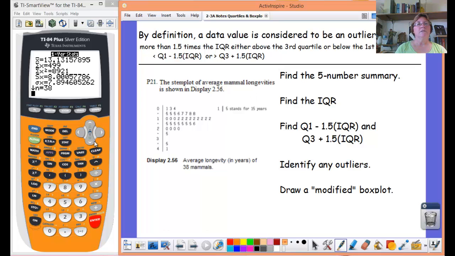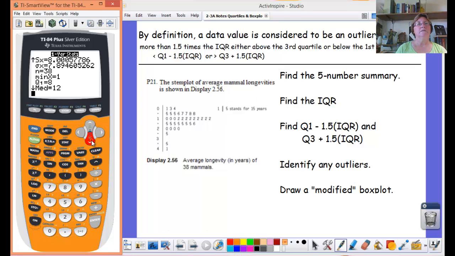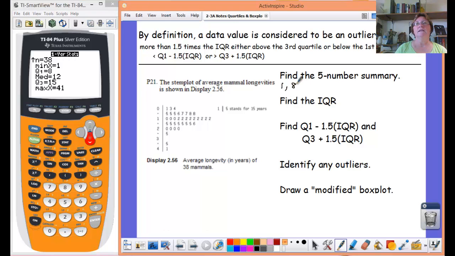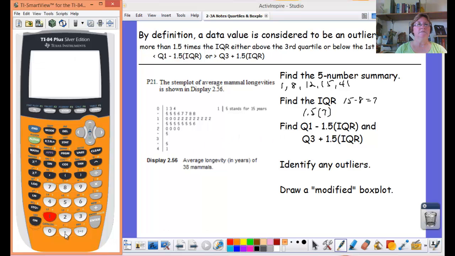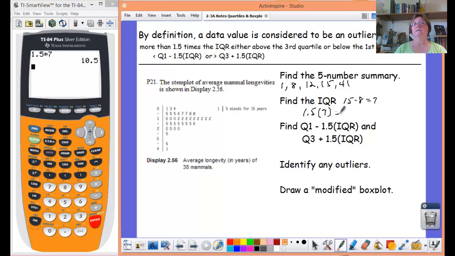And I'm going to just write those values down here, separated by commas. So I have a 1, an 8, a 12, a 15, and a 41. That is a long-lived animal right there. The IQR is the difference between Q3 and Q1, so 15 minus 8, or 7. And since we're going to be finding outliers, it might not be a bad idea to just figure real quickly what 1.5 times 7 is. And that is 10.5.